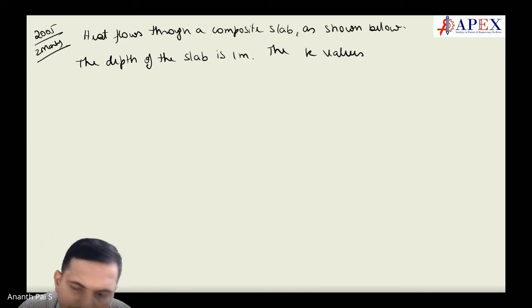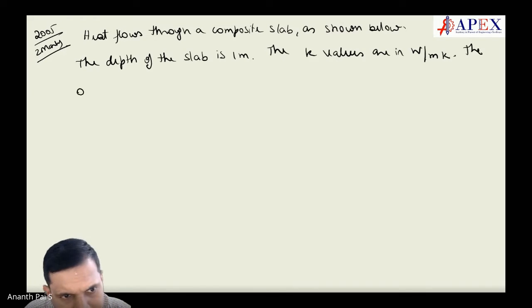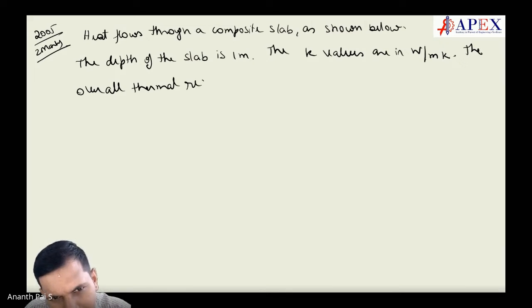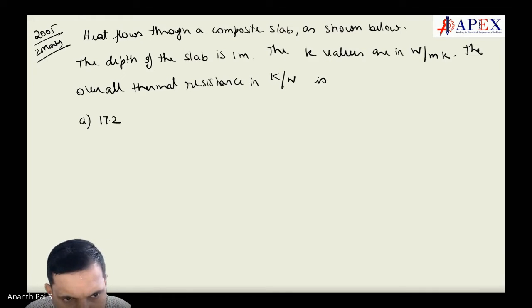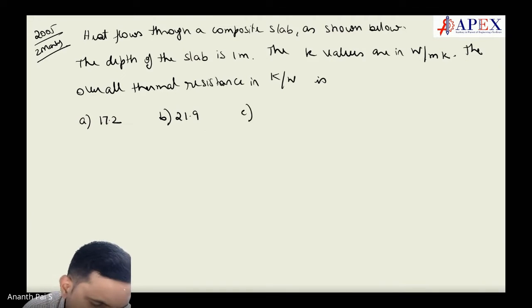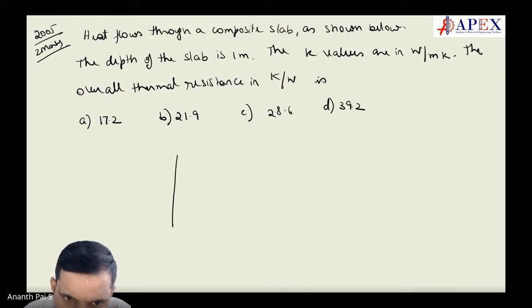The K values are in watt per meter Kelvin. The overall thermal resistance in Kelvin per watt is: A 17.2, B 21.9, C 28.6, and D 39.2. The figure is given like this.